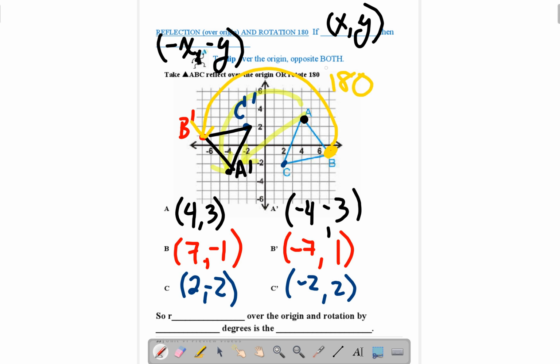That's 180. Guess what? Let's try another one. Ready? Now just go straight from C to C. Boom. You went right through the origin. So reflecting over the origin or rotating by 180 is the same thing.